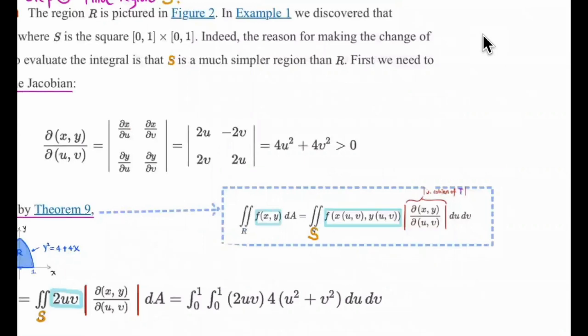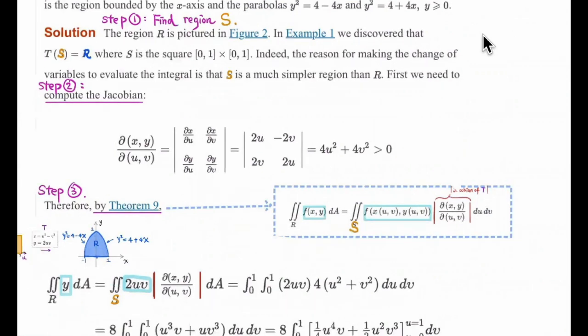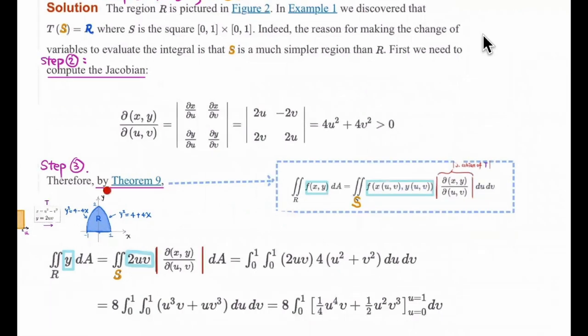In this theorem here, we need to first find out this region S, and this region S should be simpler than this region R. So that's the first step. The second step, we need to compute the Jacobian of this transformation, and then take the absolute value of that. And then step 3, we're going to apply the theorem once you figure out the S and the Jacobian.